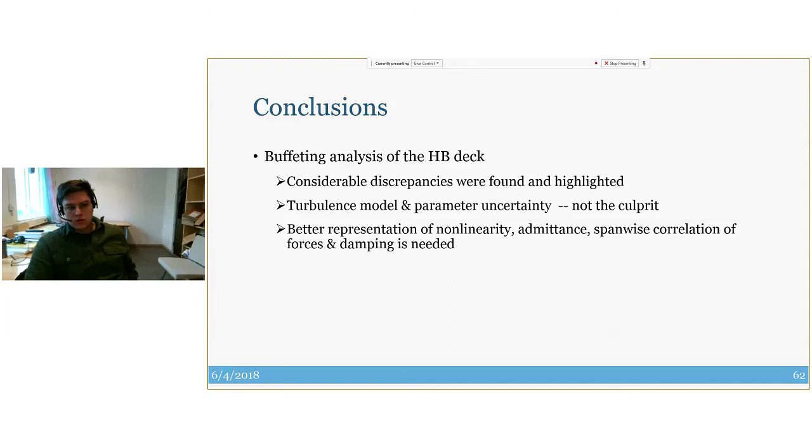The second set is concerning the buffeting analysis of the bridge deck, and here we found considerable differences. We can say that the turbulence model, the model and parametric uncertainty in turbulence, is probably not the reason, but it is also hard to pinpoint what is the reason. So for this, we need better representation of nonlinearities, admittance functions, spanwise correlation of buffeting forces, and also damping.